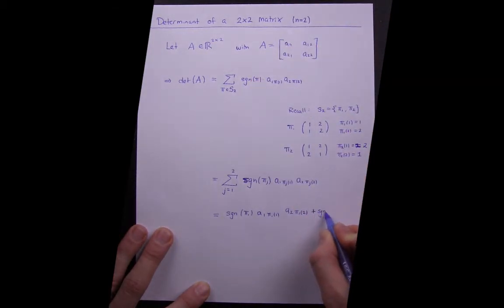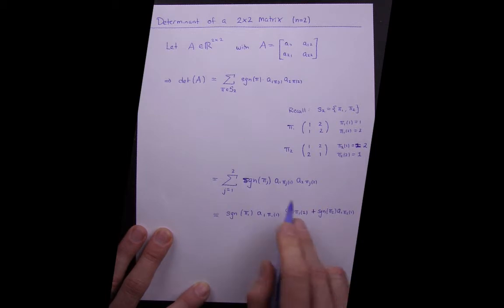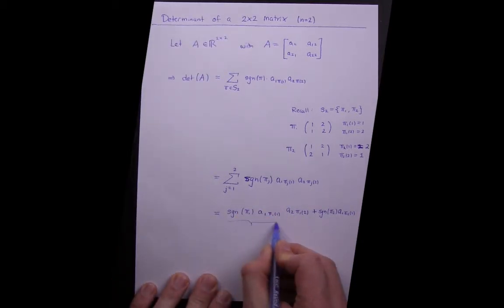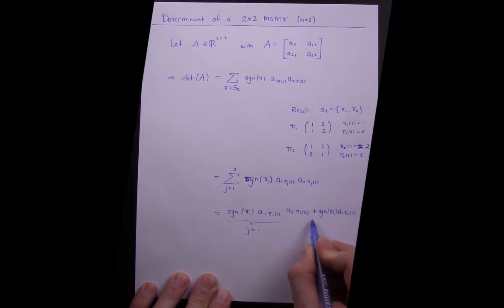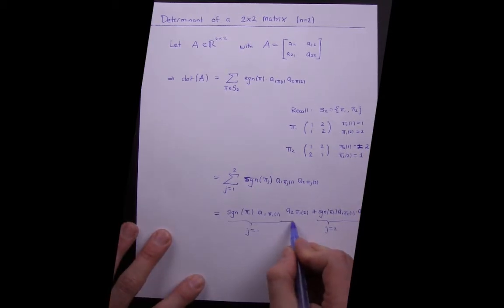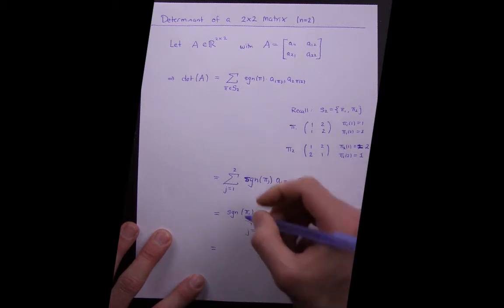and we're going to have the sign of pi 2, a1 pi 2 of 1, because now we're looking at the j equal 2 case, and then we multiply that by a2 pi 2 of 2. Alright, so let's take a look.